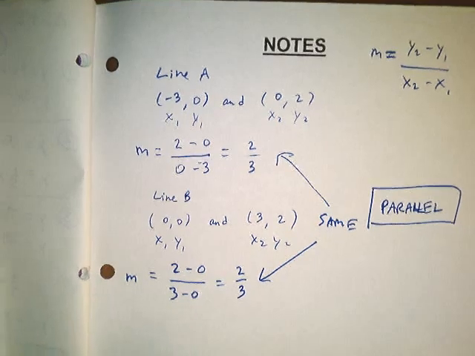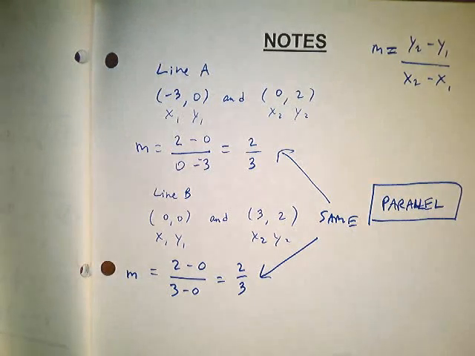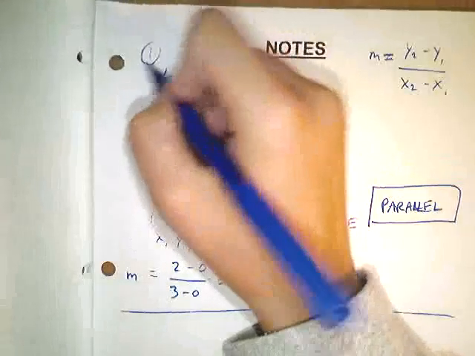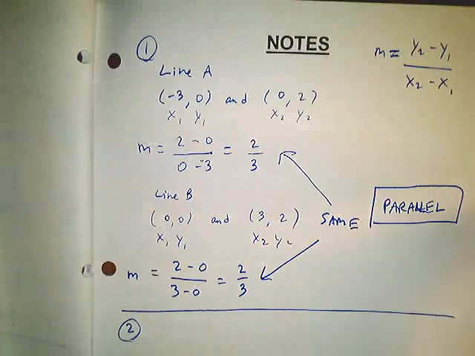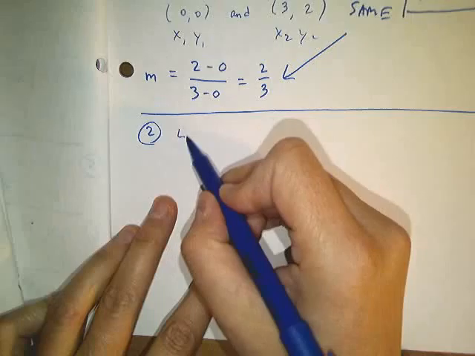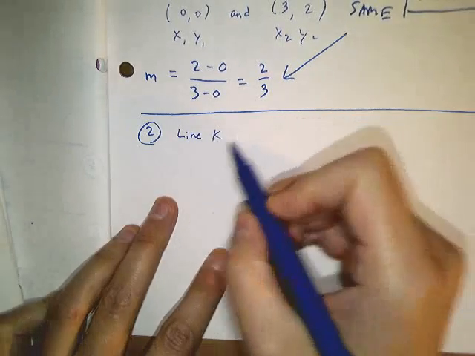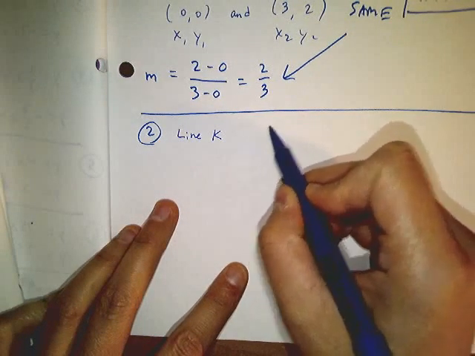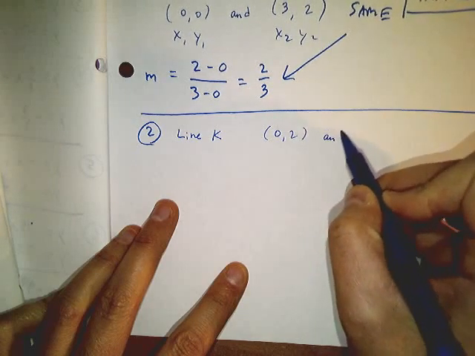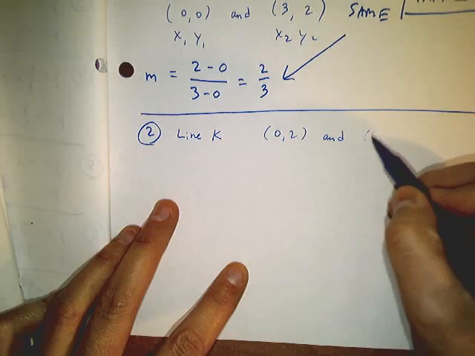Okay, how about another example just like that? I'm going to use the bottom half of this page. Let's call this example number 1 and example number 2. Okay, so let's say I have line K that goes through the points (0, 2) and (4, 0).